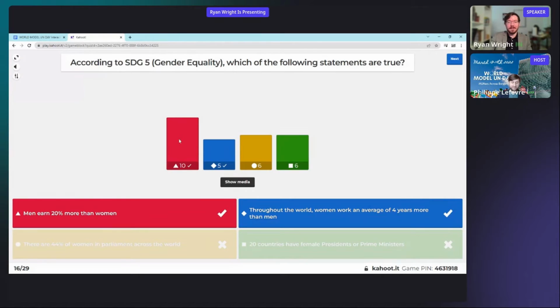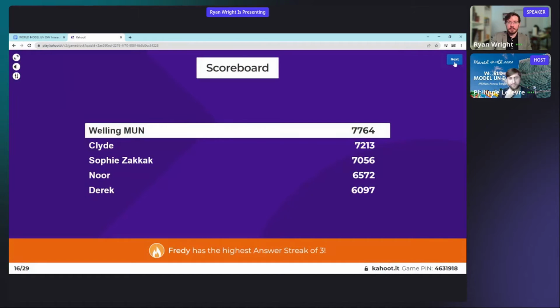Oh, yeah, we have a very wide spread on this one. I was so sure you made it all of them. Knowing you both, I was so sure it'd be all 4 of them. No, yeah, so men earn 20% more than women, and throughout the world, women work an average of 4 years more than men. Huh. I wonder what that's related to.